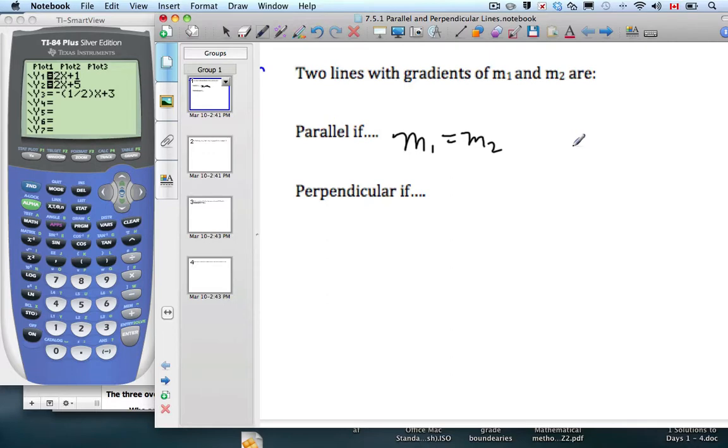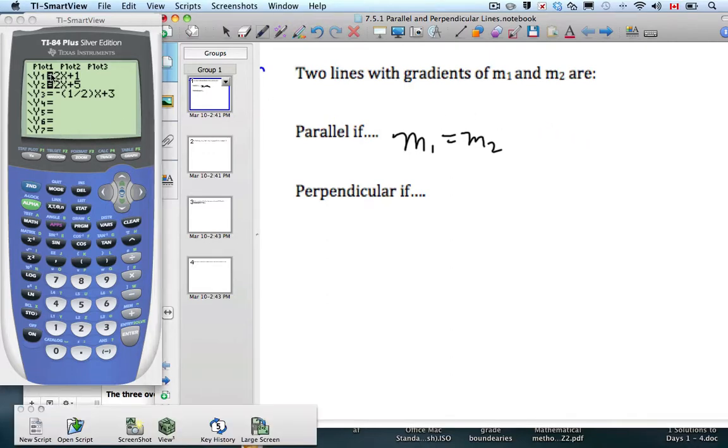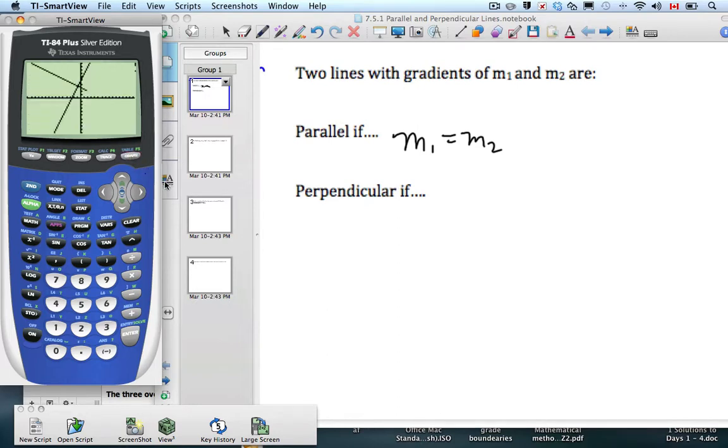Okay. What about perpendicular lines? Perpendicular lines. Well, if they're perpendicular, that means they meet at a 90-degree angle. What are you thinking about that? I think about intersections. Oh, intersections. Like roads, two roads. Yeah. Two roads. So now if we go back here and we look at our equations in y equals mx plus b, those are actually opposite reciprocals.